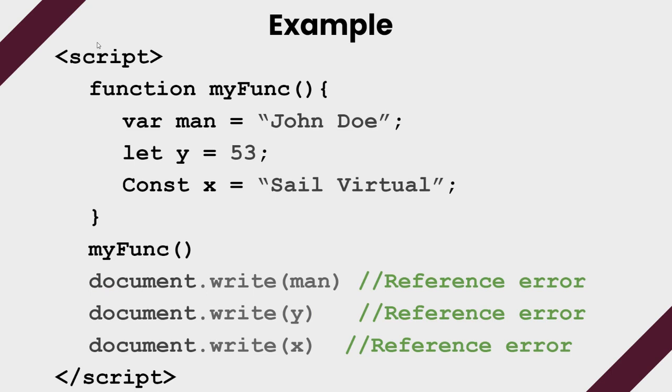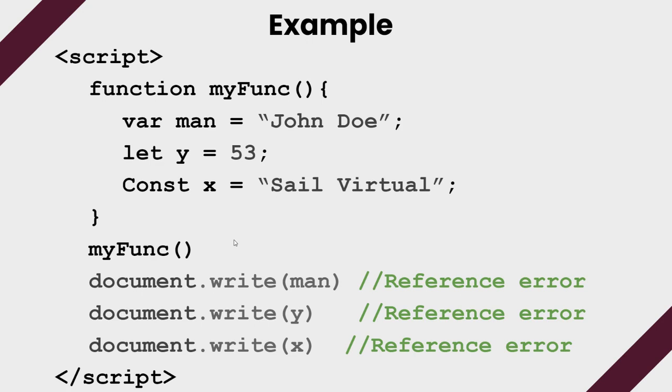So for a quick example, you can see that we have a function here which begins with this function keyword. Then we have a function name which is myFunc. Something very, very short. And you can see that within this function we have the variable man with the value of John Doe. We have the variable y, which has been declared with the let keyword, holding the value of 53, and likewise x with the value of sale virtual.